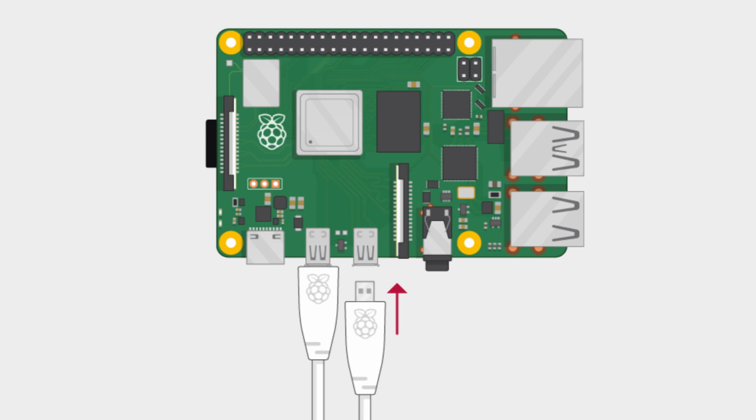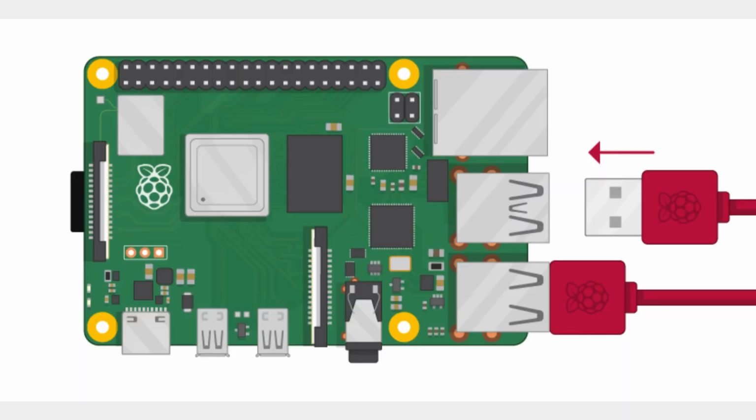HDMI cable. Connect an HDMI cable from the micro HDMI ports on the Raspberry Pi 4 to your display device, for example, monitor, TV. USB peripherals. Connect USB peripherals such as a keyboard and mouse to the USB ports on the Raspberry Pi 4. You can use either USB 2.0 or USB 3.0 ports depending on your peripheral requirements.